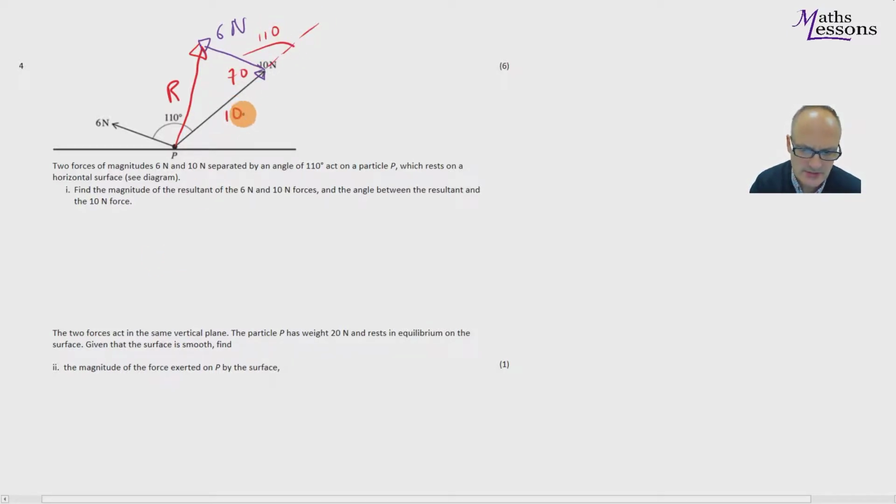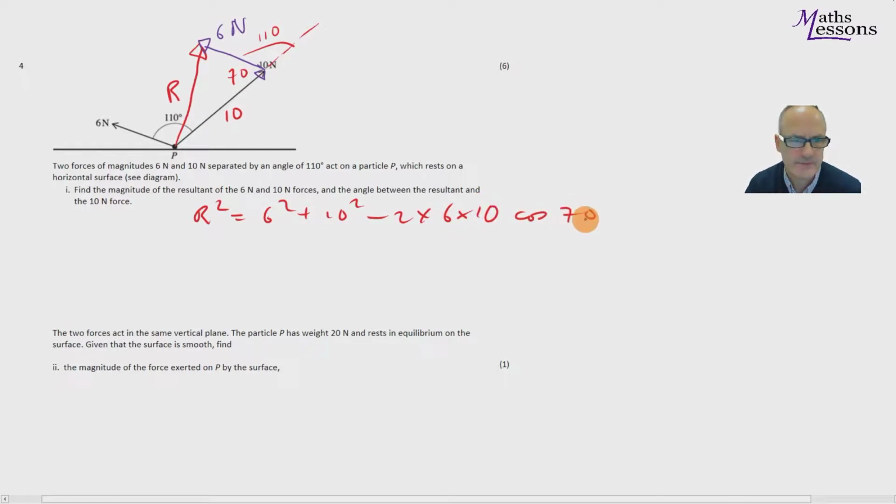We know this one is length 10, this is length 6, and we can find this using the cosine rule. So r squared will equal 6 squared plus 10 squared minus 2 times 6 times 10 cos of 70. r squared is therefore 94.957 when you've put that into your calculator. So r comes out to the square root of that, which is 9.74 newtons.